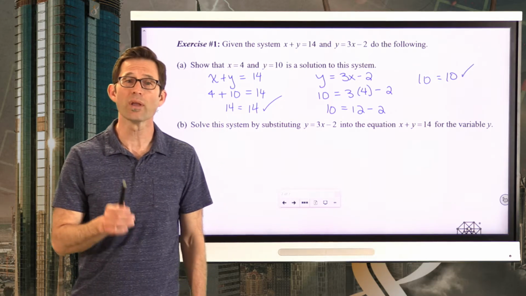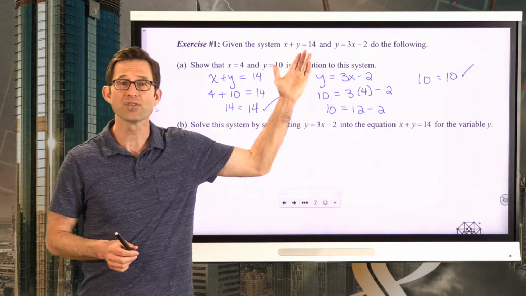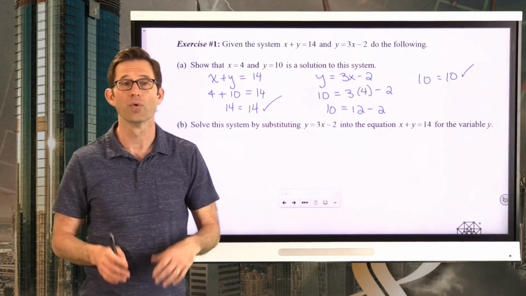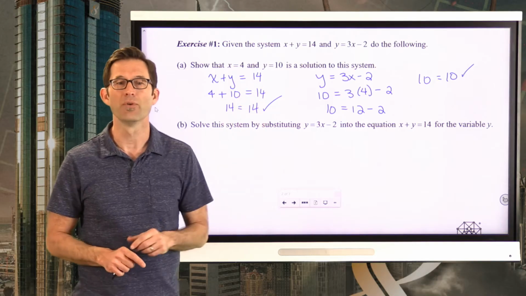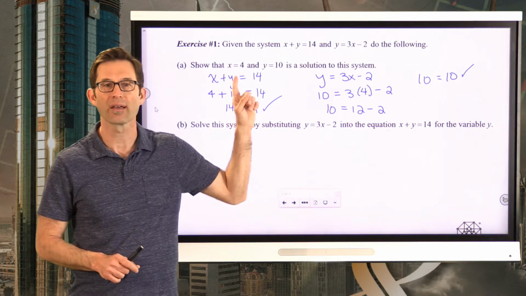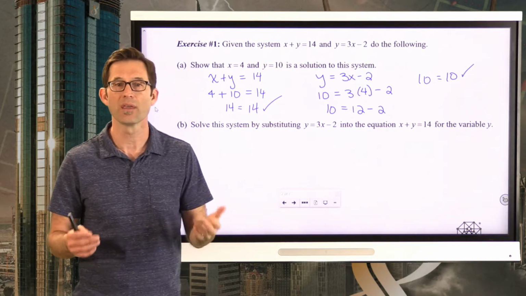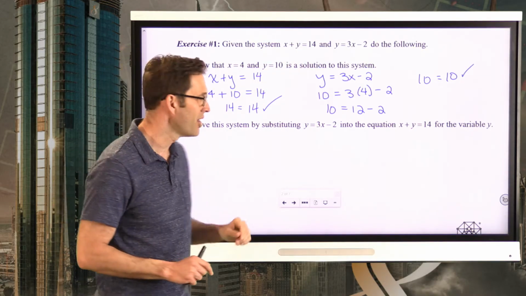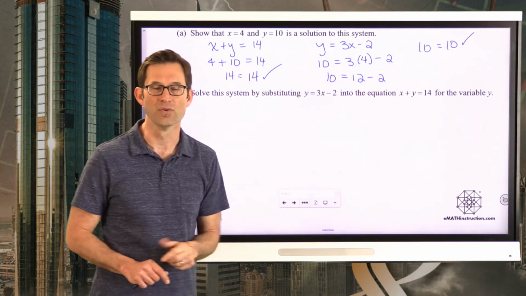And again, remember, it's a solution specifically because this set of values makes this equation true and this equation true at the same time. But what this doesn't help you with is how to actually find x equals 4 and y equals 10 if you're given this system to begin with. So let's see how we can use substitution to find that solution.